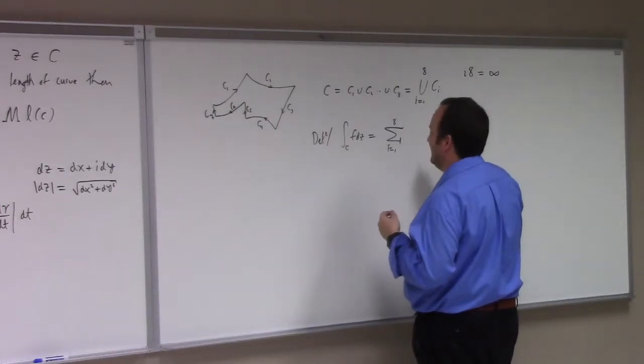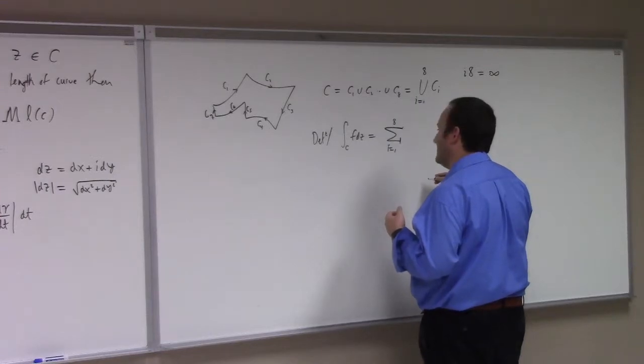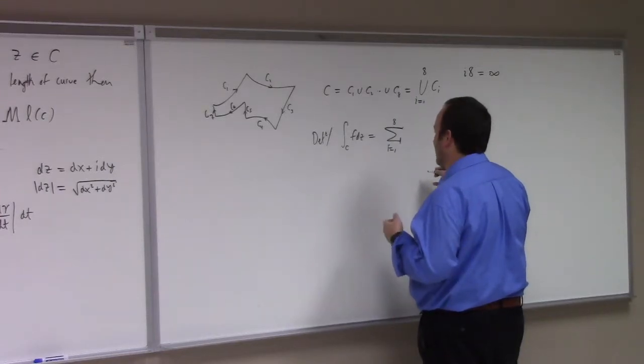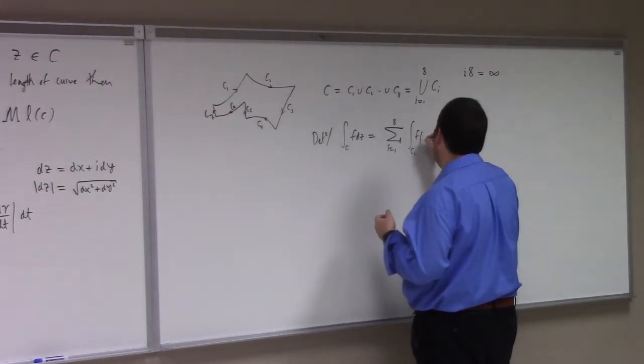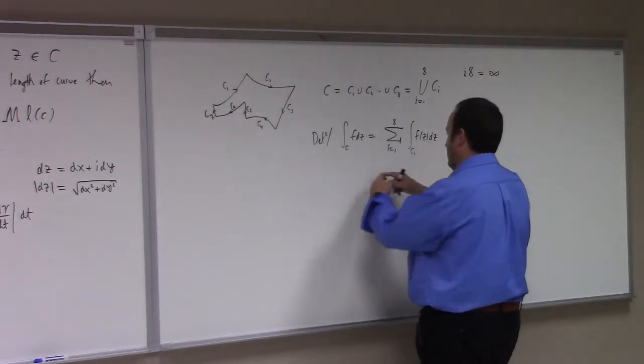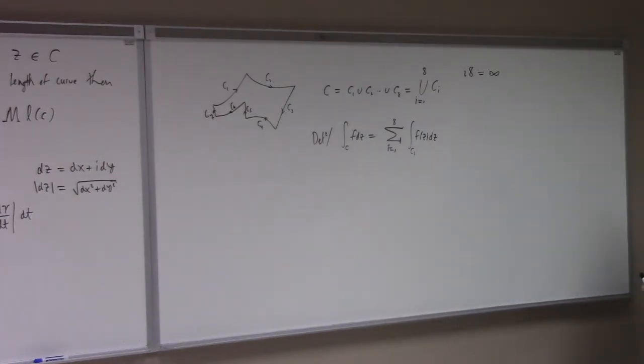This is the appropriate context for that joke, though. If you do that joke in calculus, you just get crickets. So the sum of the integrals over C sub i of f of z dz. This is how we actually integrate over arcs.